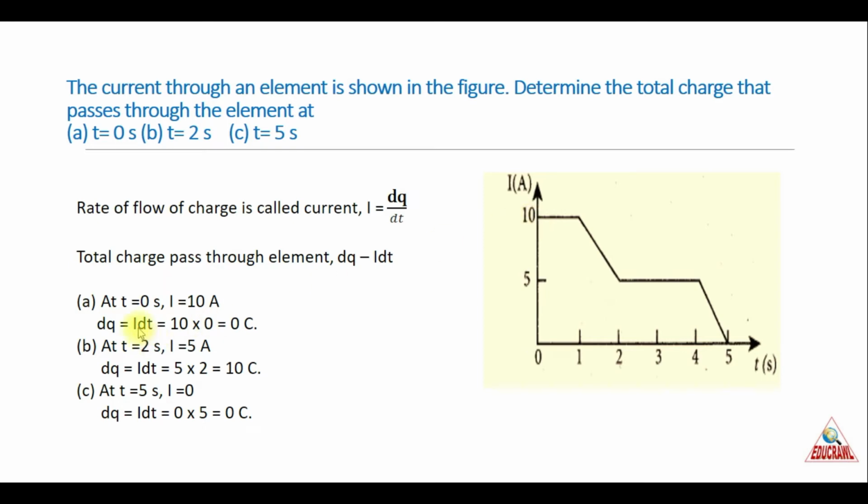So the total charge is I into dt. That is, I value is 10 ampere, dt is 0. So 0 into 10 is 0 coulomb. At t is equal to 2 second, if you see the graph, the value of I is equal to 5 ampere. So dq is equal to I into dt is equal to 5 into 2, which is equal to 10 coulomb. Similarly, at t is equal to 5, the value of current is equal to 0. So the value of charge is I into dt, which is equal to 0 into 5, which is again equal to 0 coulomb.